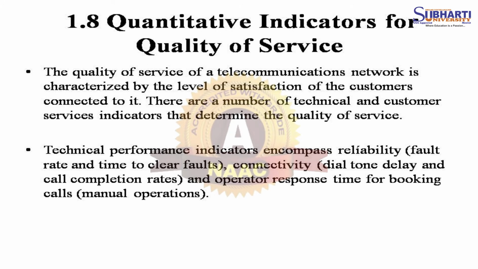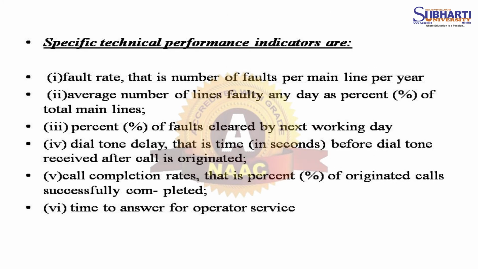The quantitative indicators for quality of services. The quality of services of a telecommunication network is characterized by the level of satisfaction of the customer connected to it. The technical performance indicators encompass reliability, connectivity, and operator response time for booking calls. Specific technical performance indicators are fault rate, average number of lines faulty any day as a percentage of total main lines, percentage of faults cleared by next working day, dial tone delay, call completion rate, and time to answer for operator services.